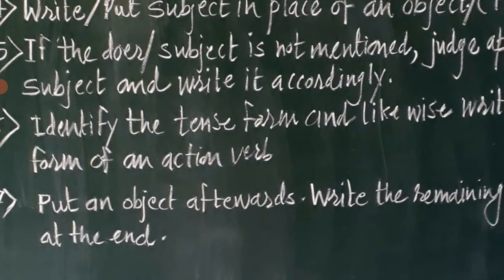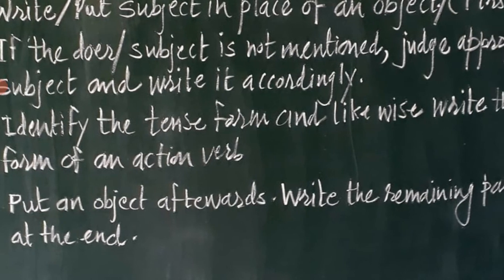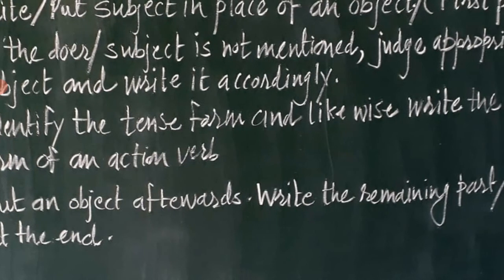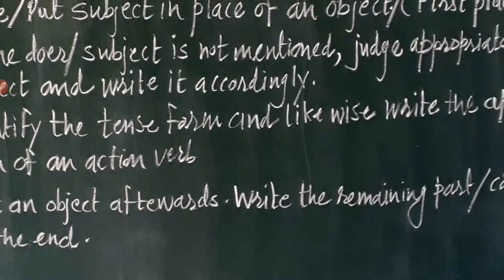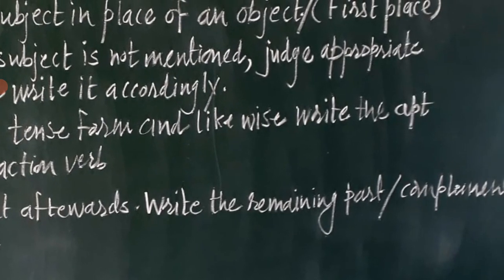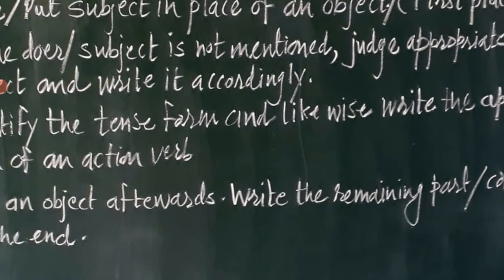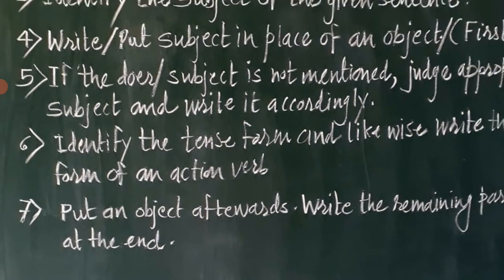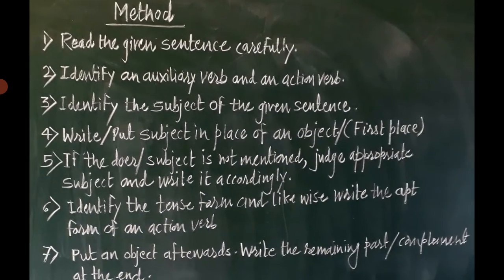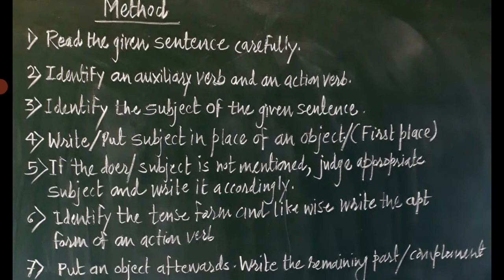Last, very important, put an object afterwards. Later on you need to put an object. Write the remaining part or complement at the end. So this is how a passive structured sentence can be converted into an active one.